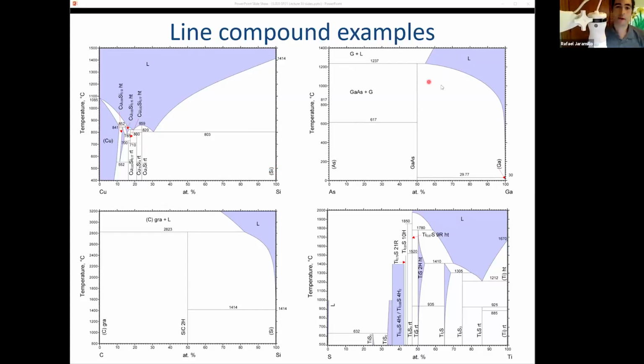Okay. What about this one? This is the gallium arsenic system. And the gallium arsenic system has a very famous line compound right up the middle, gallium arsenide. So why is gallium arsenide important? Does anyone know why gallium arsenide is important? Let's talk about technologies that are based on gallium arsenide. Does anybody know?